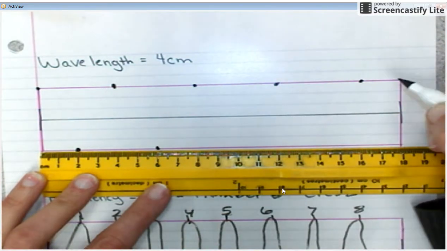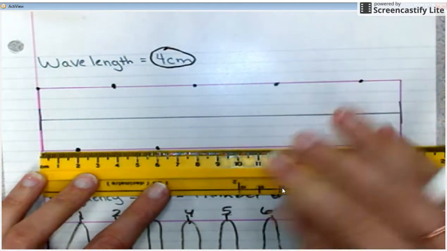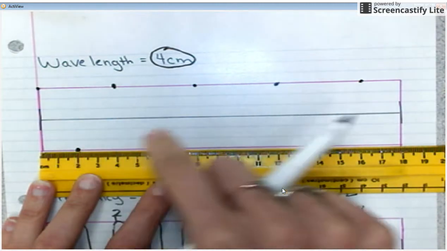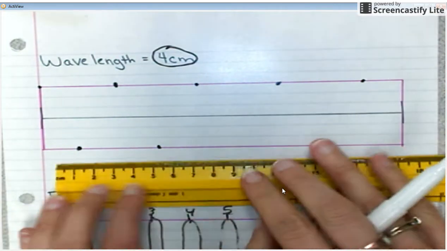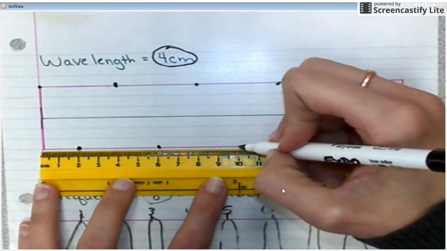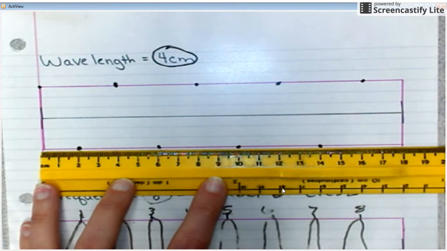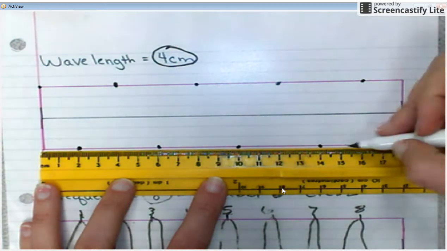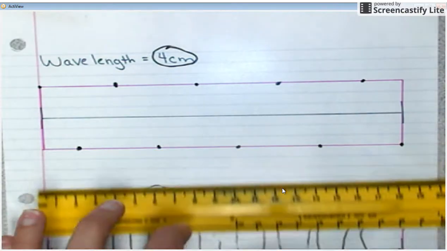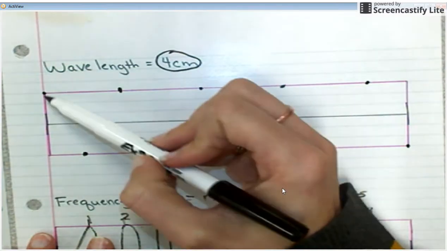Why did I add 4? Why did I say 4 centimeters? Because my wavelength needs to be 4 centimeters. So whatever my wavelength of my crests are, it'll be the wavelength of my troughs as well. So I have 2 plus 4 is 6, plus 4 is 10, plus 4 is 14, plus 4 is 18, and that would be like right here. So I can go ahead and draw that. I start at the top, and I curve my way down.